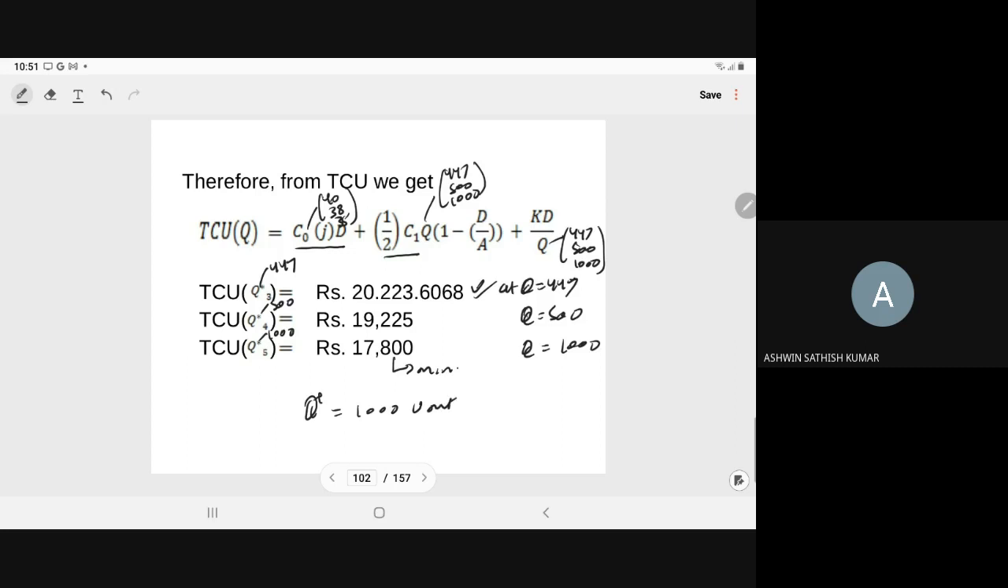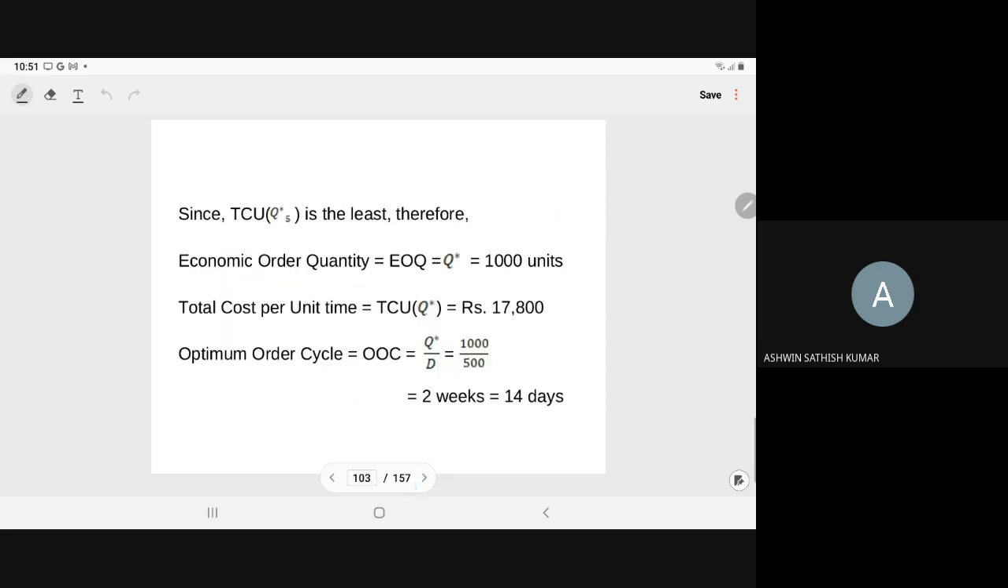Clear? As we computed Q star as 1000 units, using the basic formula TCU will come like this, and the optimum order cycle T naught star is Q star upon D, so it will become 2 weeks. In the next class we continue from here.